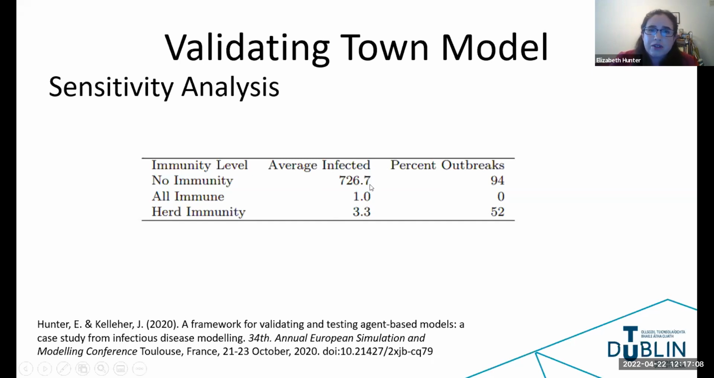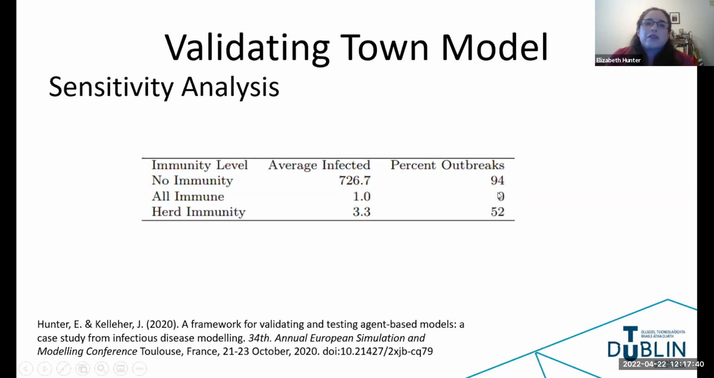But we see in the scenario with no immunity that we have a high number of infected. So we have 726 agents, on average, infected per run, and that's out of just under 1,000 agents in the town. So a good portion of the town gets infected when we have no immunity, and we see 94% of runs lead to an outbreak, which is quite high. When everyone is immune, we only see 1 person infected. That's our average, and that's just that initial case, and it doesn't spread beyond that. We can see that in that 0% of runs lead to an outbreak if everyone's immune.